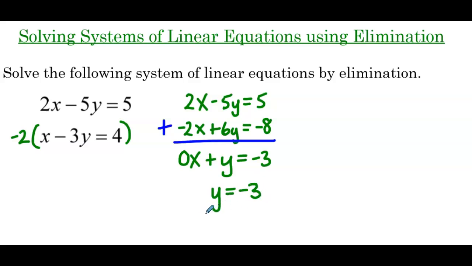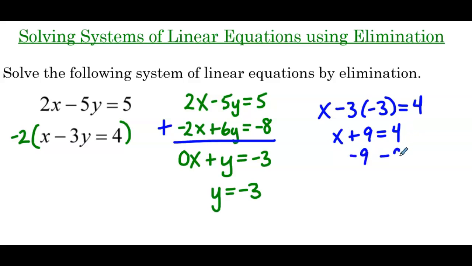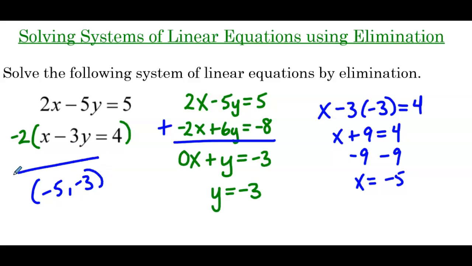Now we're not done. That's only the y coordinate of our point. We need to find the x coordinate, and we'll do that by substituting negative 3 in for y. And in this case, let's use the second equation. So x minus 3 times negative 3 equals 4. So x plus 9 equals 4. Subtract 9 from both sides. x equals negative 5. So our solution is the ordered pair, negative 5, negative 3.